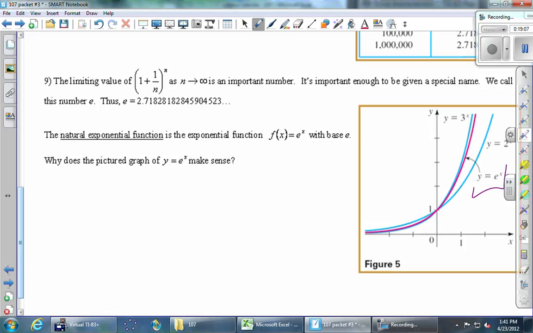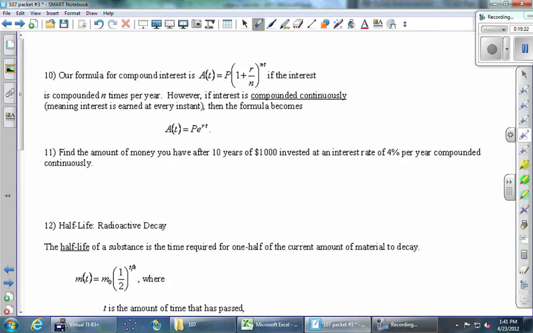Okay, it is called the natural exponential function, as opposed to just any old exponential function, because it turns out it occurs pretty often in nature. So we call it the natural exponential function. And we'll see lots of places where it pops up. And that's fine. Let's go to the next page. Number 10, Tyler.